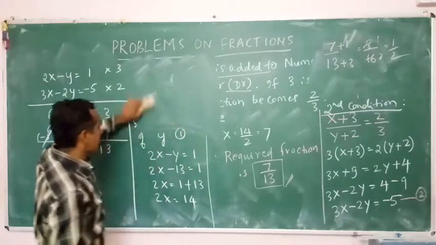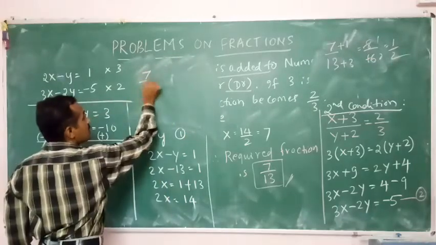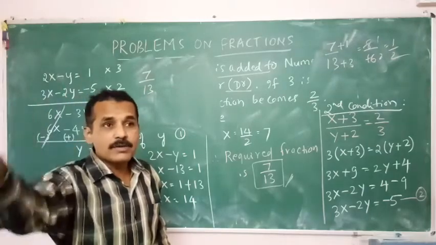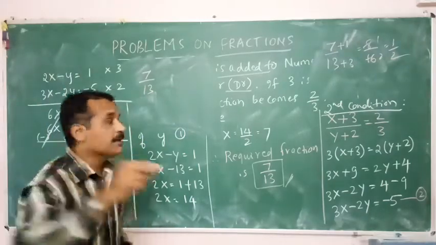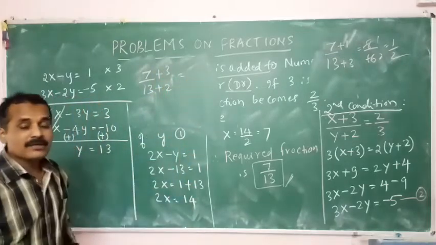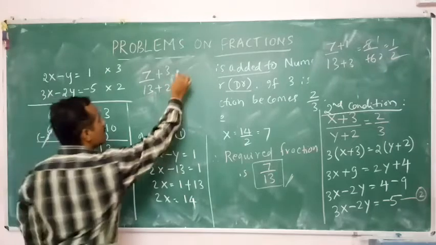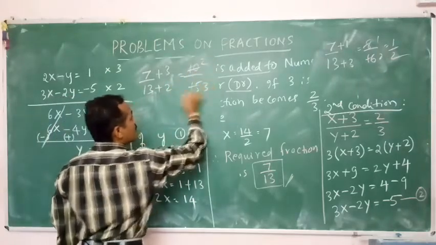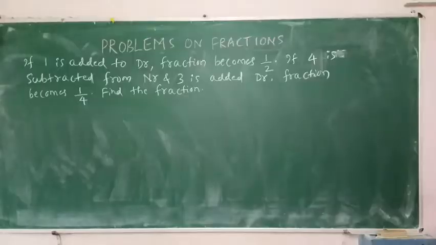If you want to check for the second condition, our answer is 7 by 13. What does the second condition say? If 3 is added to the numerator and 2 is added to the denominator, the fraction becomes 10 by 15, which is 2 by 3.